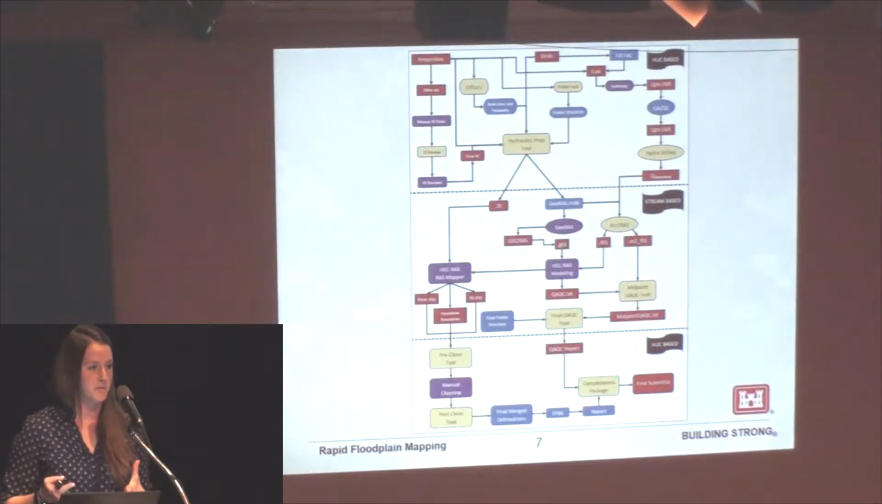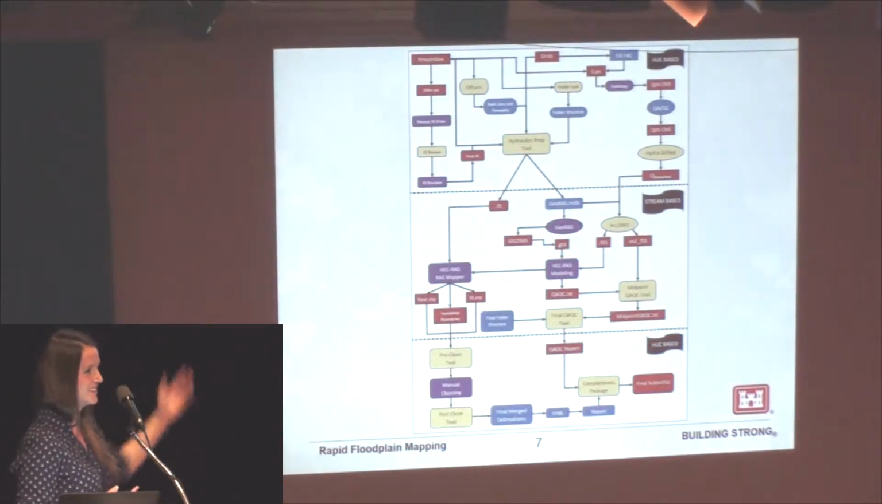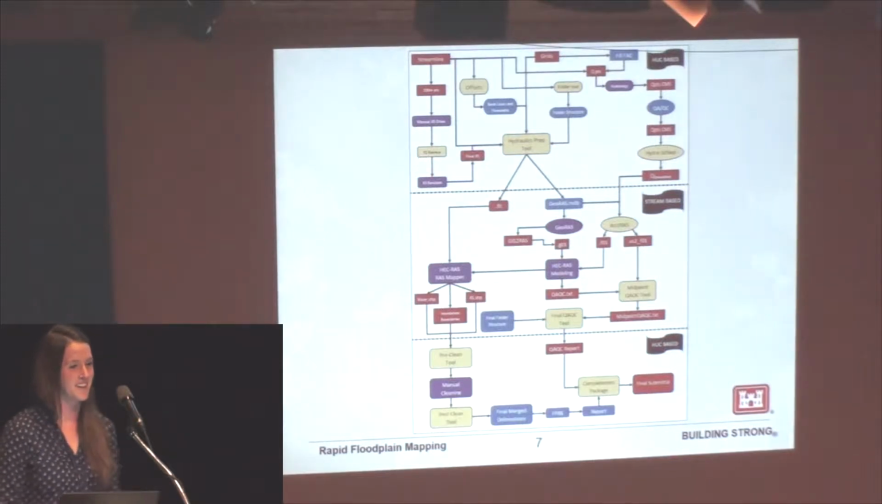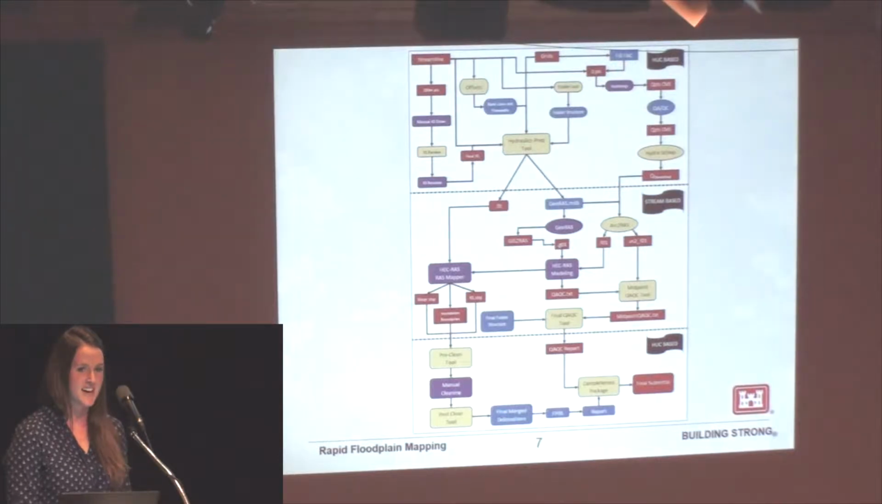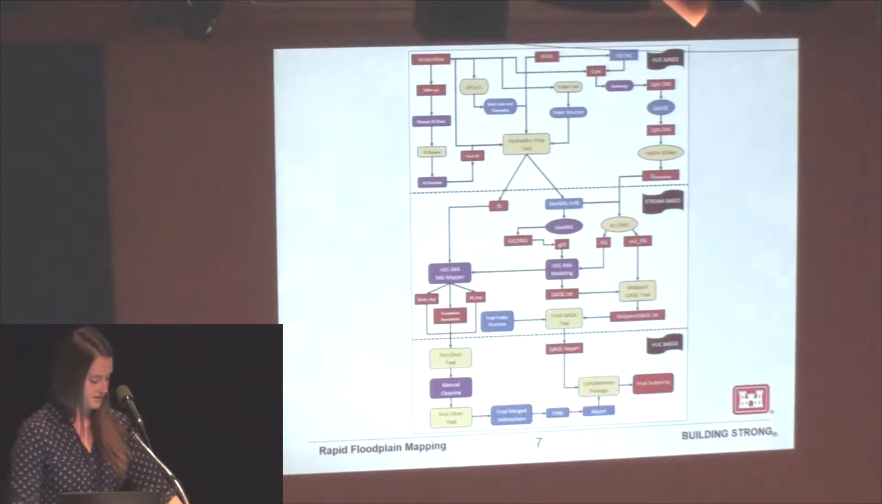So the rapid floodplain mapping process, this is it. My boss, Tony Kraus, actually started this project in 2012 with all of us, and he had this scratch paper that had this flow chart on it, and this was the flow chart. So I thankfully went through and automated it.